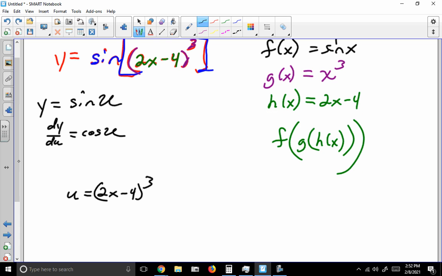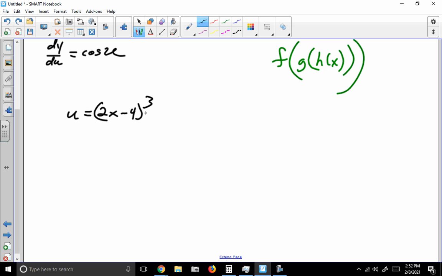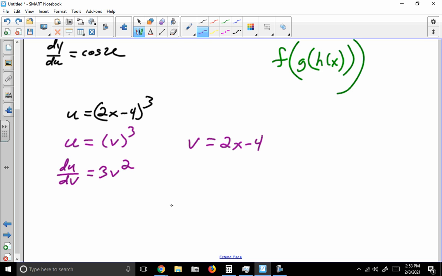That's dy over du, not du over dx. So we need to take the derivative here with respect to x. Well, this is not just a simple power rule, so we need to make a substitution here. So let's replace 2x minus 4 with v. We can take this derivative, but that variable is v, so this would be the derivative of u with respect to v. That's 3v to the 1 less power. Our independent variable here is x, so when we take this derivative, that would be dv dx, and that would be 2.